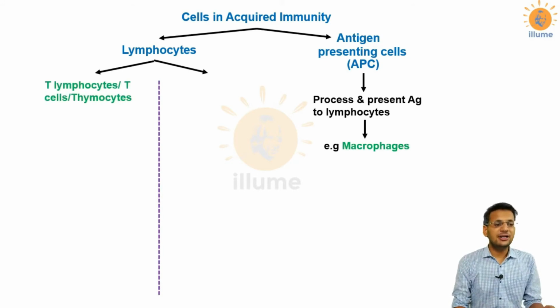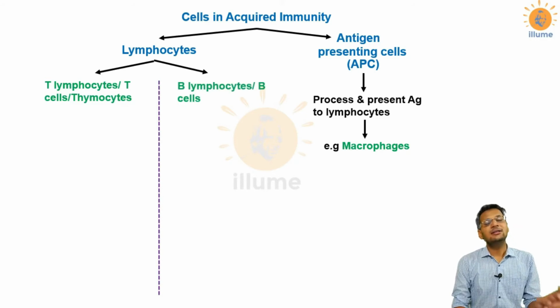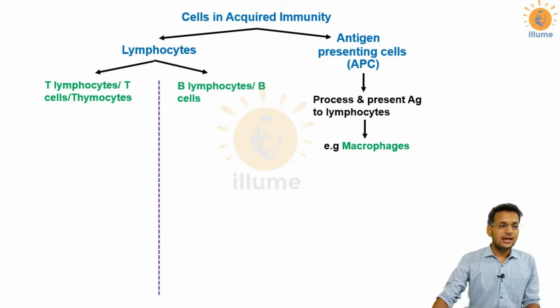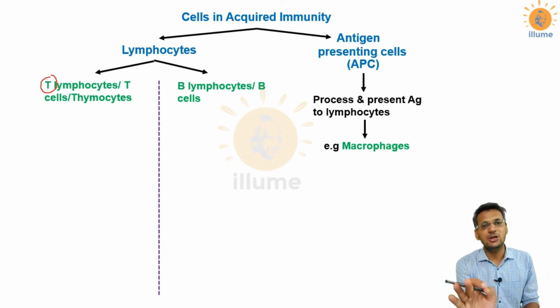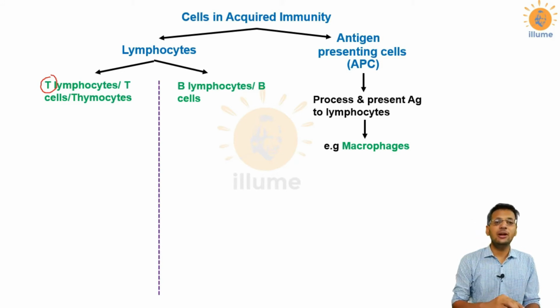T lymphocytes or T cells or thymocytes, and the second type is the B lymphocytes or B cells. Both T and B cells are lymphocytes, and lymphocytes are WBCs, and WBCs and all other blood cells are produced in bone marrow. So lymphocytes are also produced in bone marrow. Both T lymphocytes and B lymphocytes are produced in bone marrow, but their site of maturation is different, and hence the name. T lymphocytes mature in thymus and B lymphocytes mature in bone marrow.